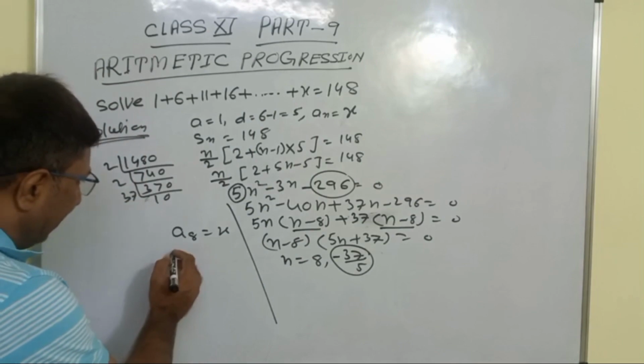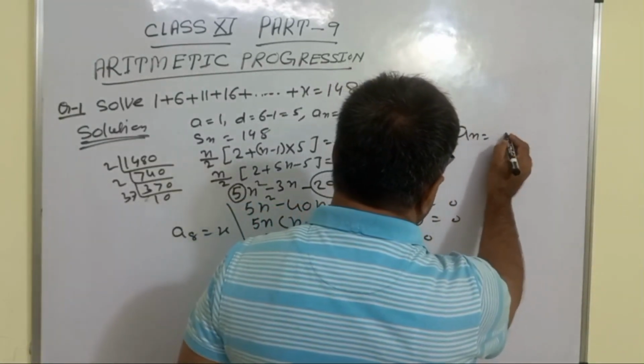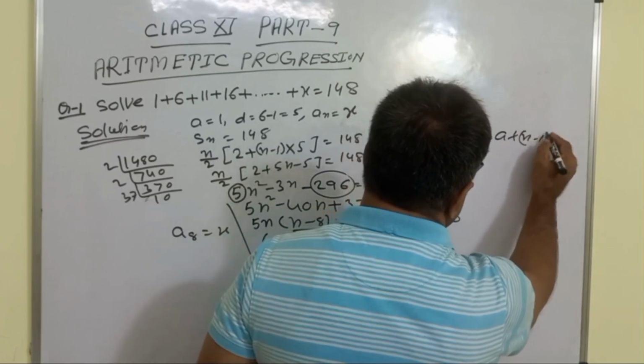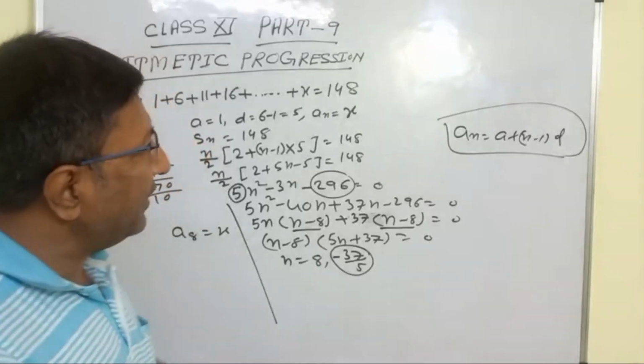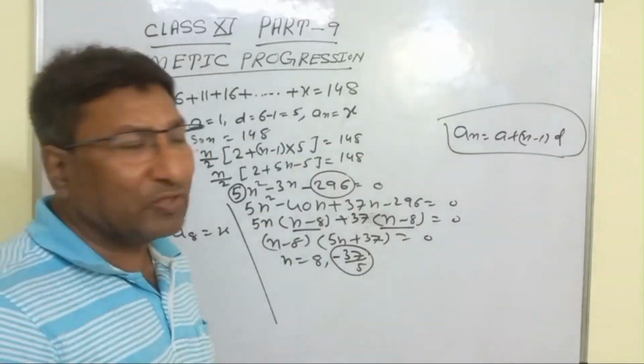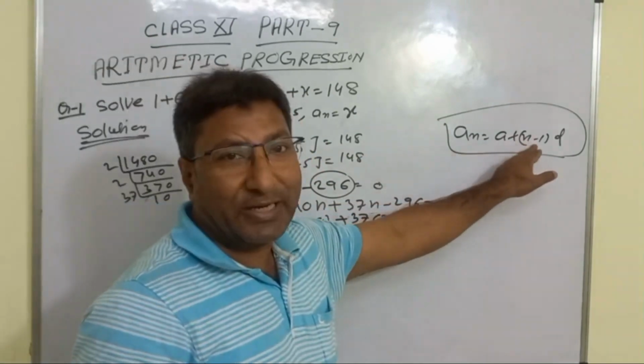And a8 means what? You know the formula. An equals a plus n minus 1 into d, that is, the nth term of any AP is a plus n minus 1 into d. So here n is 8, so we can write a plus 8 minus 1, that is 7.